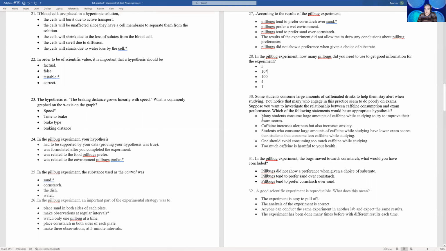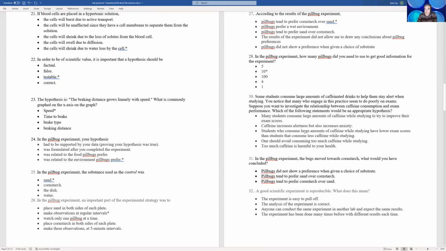So, number one, many students consume large amounts of caffeine while studying to improve their exam scores. May be true, but the information we're given doesn't really support this as the hypothesis. Caffeine increases alertness, but also anxiety. This could be true, but up here, we don't really see anything about alertness or anxiety. So again, this is probably not the best answer to choose.